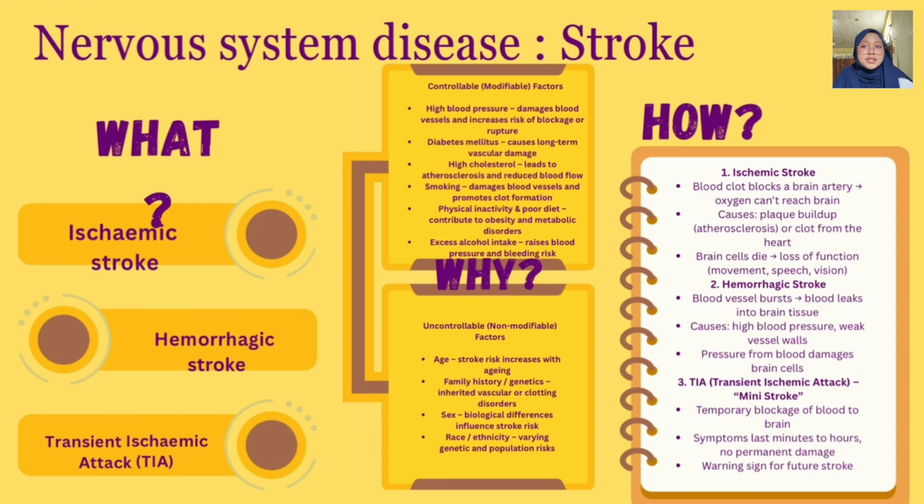A stroke occurs when the blood supply to part of the brain is disrupted, depriving brain cells of oxygen and nutrients. So there are three main types of stroke. The first one is the ischemic stroke, the second one is the hemorrhagic stroke, and the third one is the transient ischemic attack, or TIA, also known as the mini stroke.